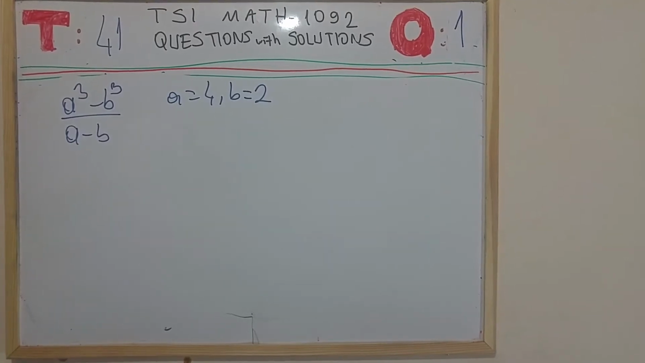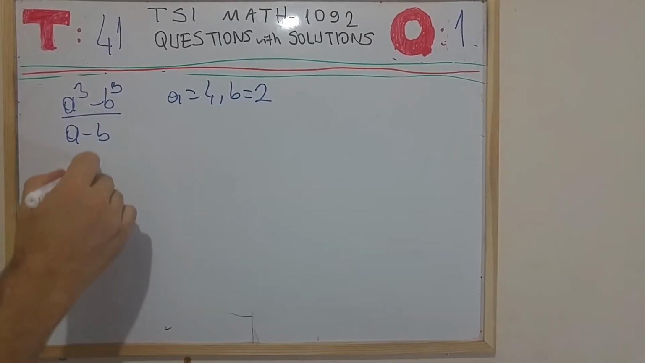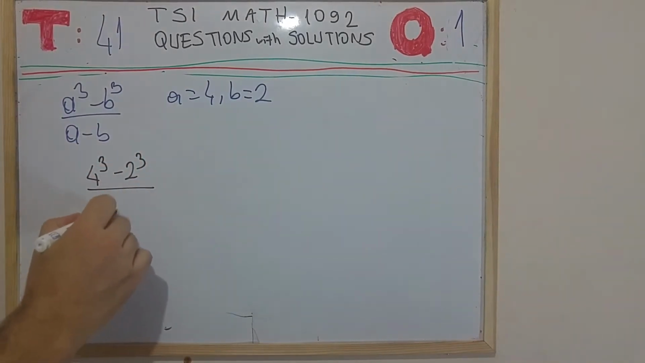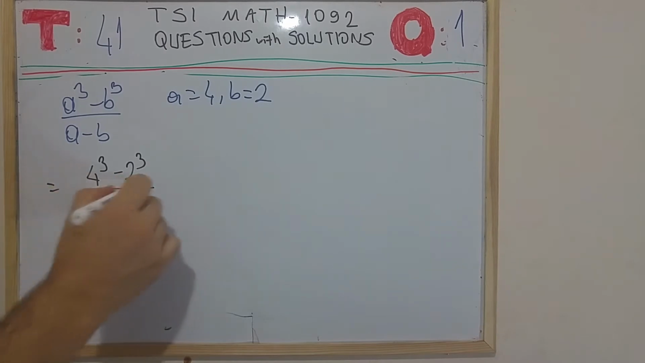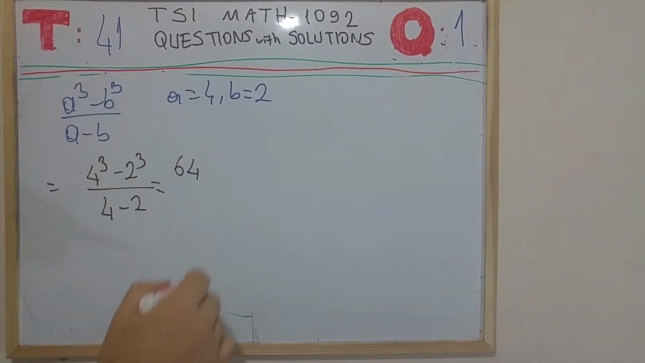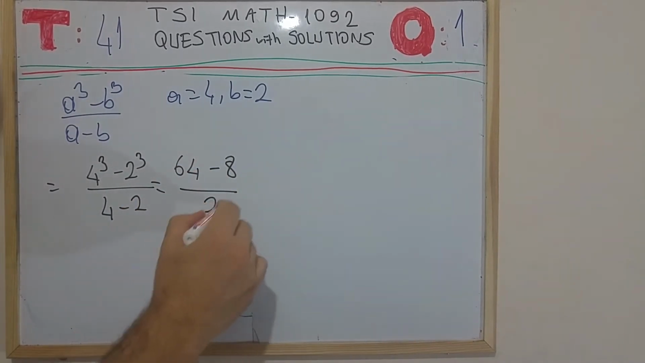We need to calculate a cubed minus b cubed over a minus b when a is equal to 4 and b is equal to 2. Let's do it. This is 4 cubed minus 2 cubed over 4 minus 2. 4 cubed is equal to 64 and 2 cubed is 8, over 4 minus 2, which is equal to 2.